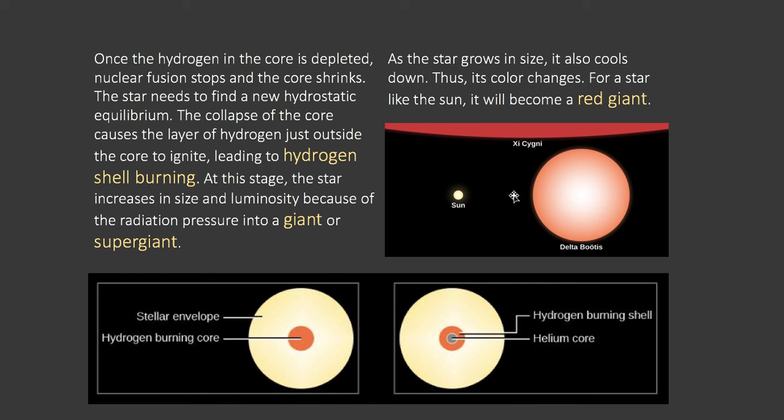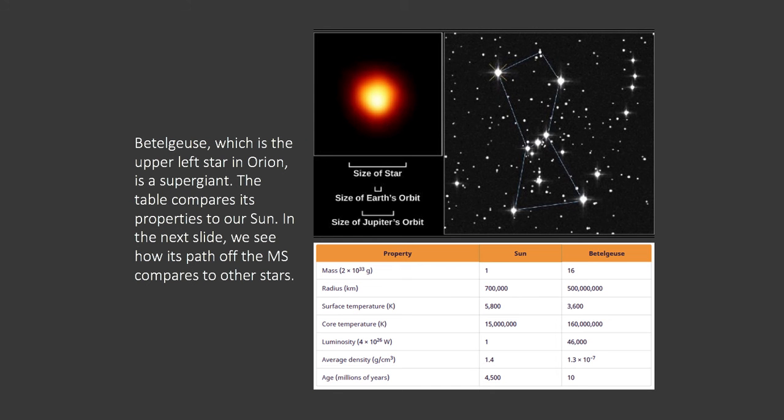Okay. For a star like the sun, it will end up becoming a red giant, and so the sun will go through a red giant phase. Now we can see a red giant in our night sky. The star Betelgeuse, which I believe we've referred to a few times, is a red giant. It's actually a supergiant. It's in the constellation Orion, and you can see its properties over here.